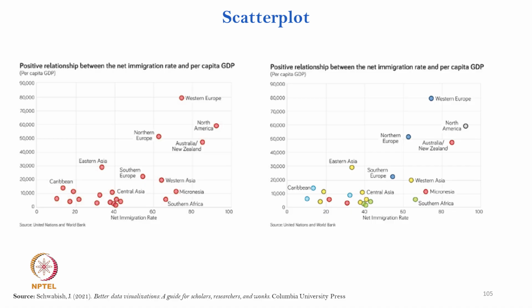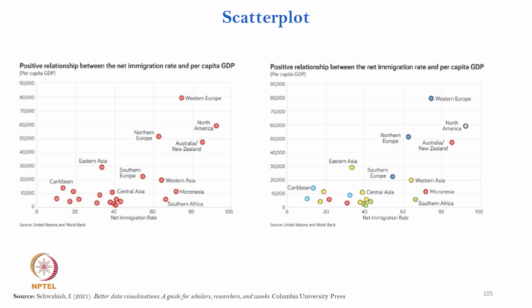As an example of a scatter plot, the image shows the association between net immigration and per capita GDP, using either single-color markers or different colors for regions of the world. So you can observe that it gives a positive relationship between the immigration rate and per capita GDP, and also, the other way around, a positive relationship between the net immigration rate and per capita GDP.